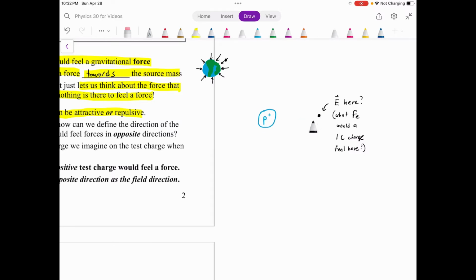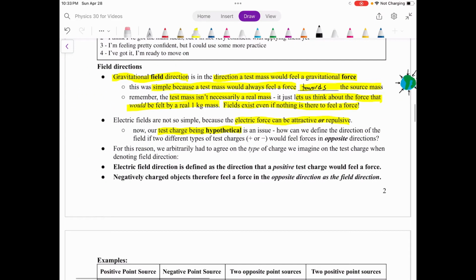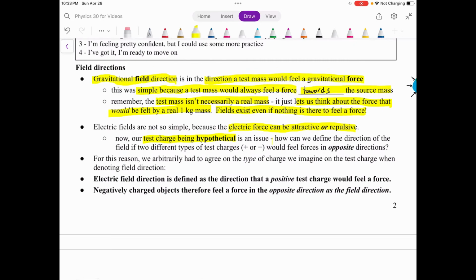But if I put a 1 coulomb negative charge there, it'll feel a force to the left because it'll be attracted to this positive proton, right? And so that's kind of the problem we had with the electric field. How can we define the direction of the field if two different types of test charges, positive versus negative, would feel forces in opposite directions, right? That's the problem we're kind of facing.